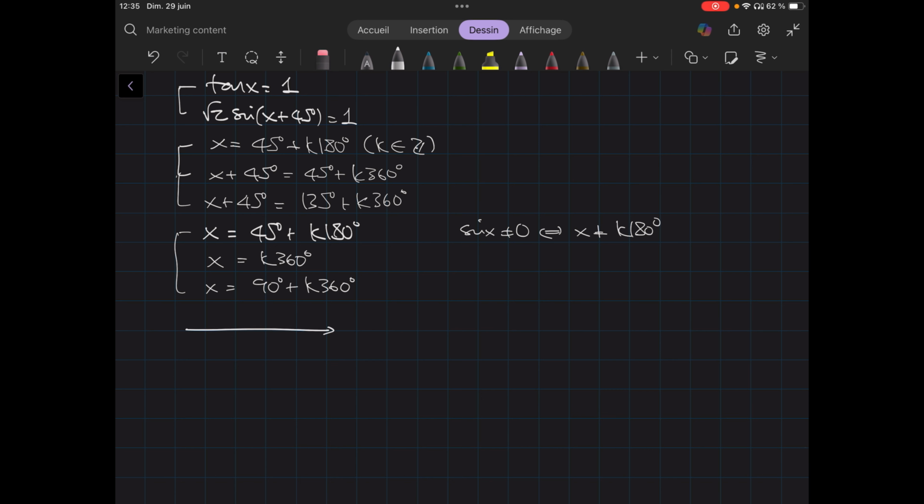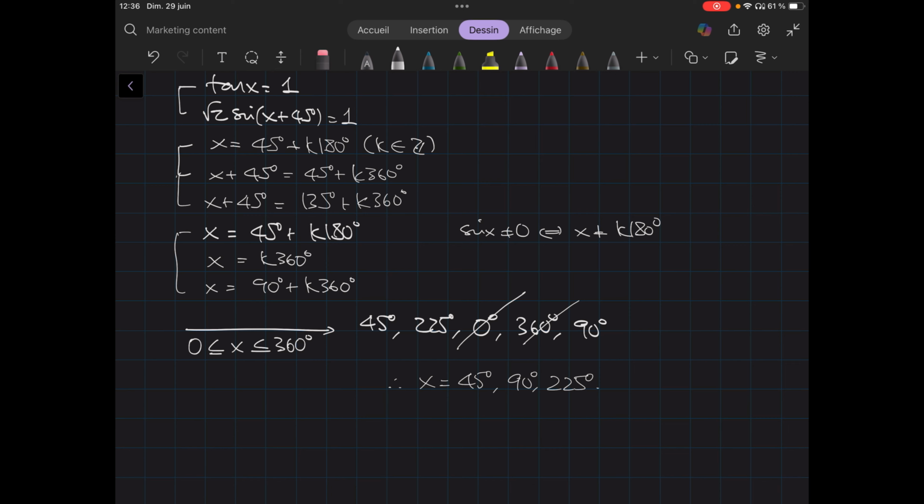So let's just first write down all of the solutions between 0 and 360 from the three families of solutions we have here. 45 degrees, 225 degrees, 0, 360, and 90. We cannot take 0, we cannot take 360. They are all multiples of 180. Thus, x has to be 45 degrees, or 90 degrees, or 225 degrees. And those are the three solutions that we can accept.